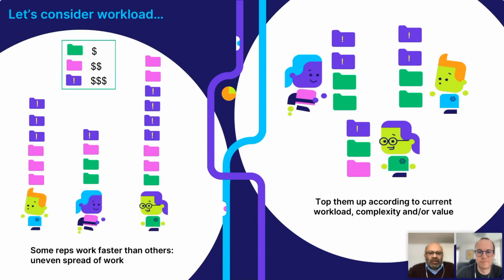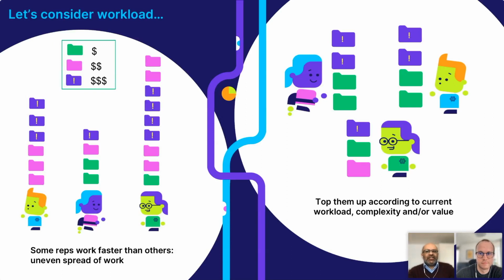Now, as a manager, one of your tasks is to distribute net new leads evenly among your team members, giving each person an equal number to work on each day. However, as is often the case, some team members will work their leads much faster than others. Some leads are more valuable, and some will take longer to work than others, resulting in the situation depicted on the left-hand side of the slide. So an uneven spread of work. In this case, you might want to adjust your approach to distribution.